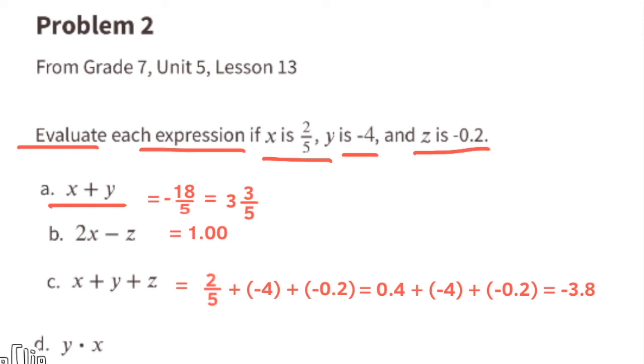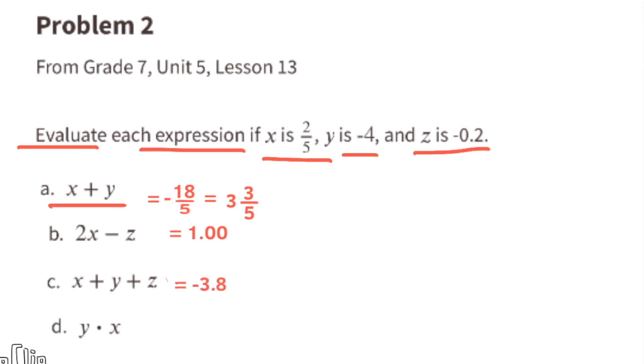So x plus y plus z equals -3 8/10. D, y times x. Let's substitute the y with a -4 and substitute the x with 2/5. This is a negative times a positive, so we know the answer is going to be a negative. Think of this as a -4/1. So we have this 4 times 2, that's an 8, and a 1 times 5, that's a 5. Remember, the answer is going to be a negative. Y times x equals -8/5.